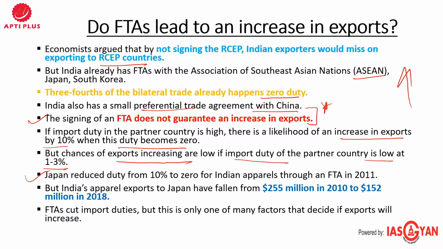Japan has reduced the duty from 10% to 0%. This example will help you to understand this point. So Japan has reduced the duty from 10% to 0. Now what has happened? India signed the FTA in 2011. After that, what happened? India's apparel exports to Japan have fallen from $255 million in 2010 to $155 million in 2018. So you can see the decrease here, despite the fact that the duty was reduced from 10% to 0.